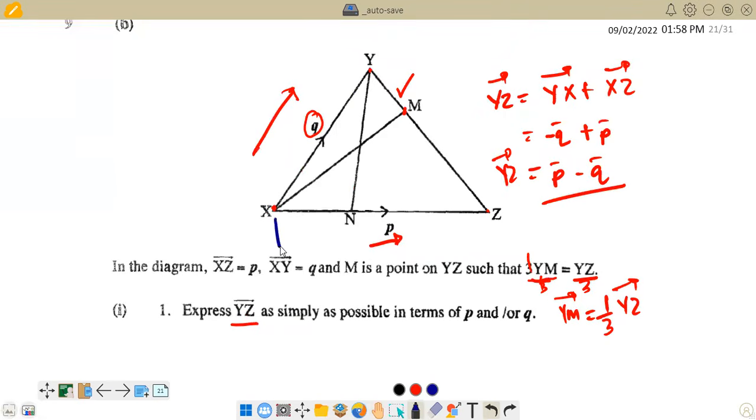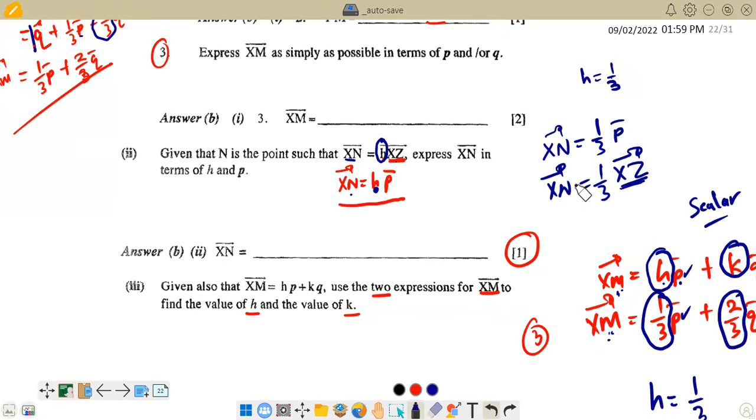We are given that the whole of XZ is actually 3 parts. That is what it means. XZ is 3 parts according to the ratio. But how many parts is XN going to have from there? Our XN is only having 1 part out of these 3 parts of XZ. So the 3 represents the total for XZ, the 1 for XN. So XN is having 1 part.